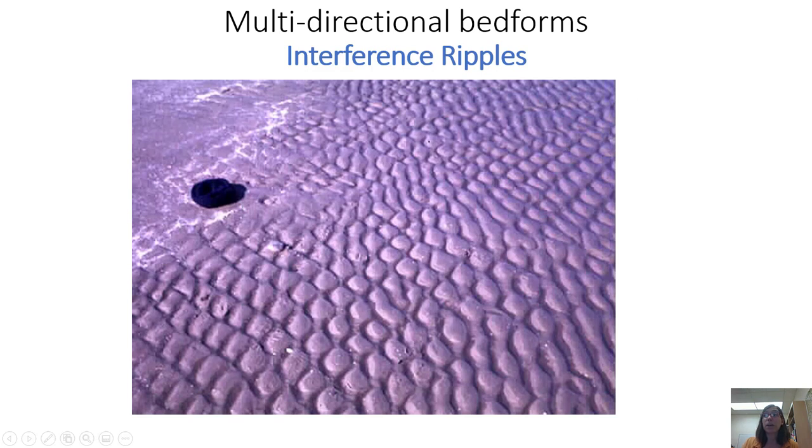Another multidirectional bed form are interference ripples. So interference ripples form when we have flow in two directions, but at an angle to one another. So you can see this very interesting pattern here is representative of flow moving in two directions at an angle, often at a 90-degree angle. So you have a surge moving in and then water flowing back out to sea at a different angle, and it will form this bed form on the surface.